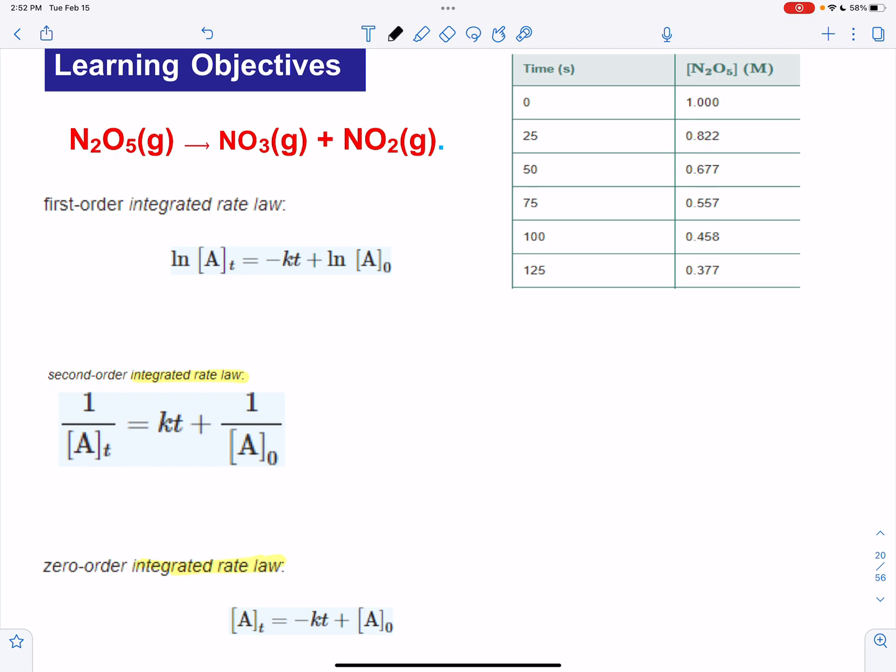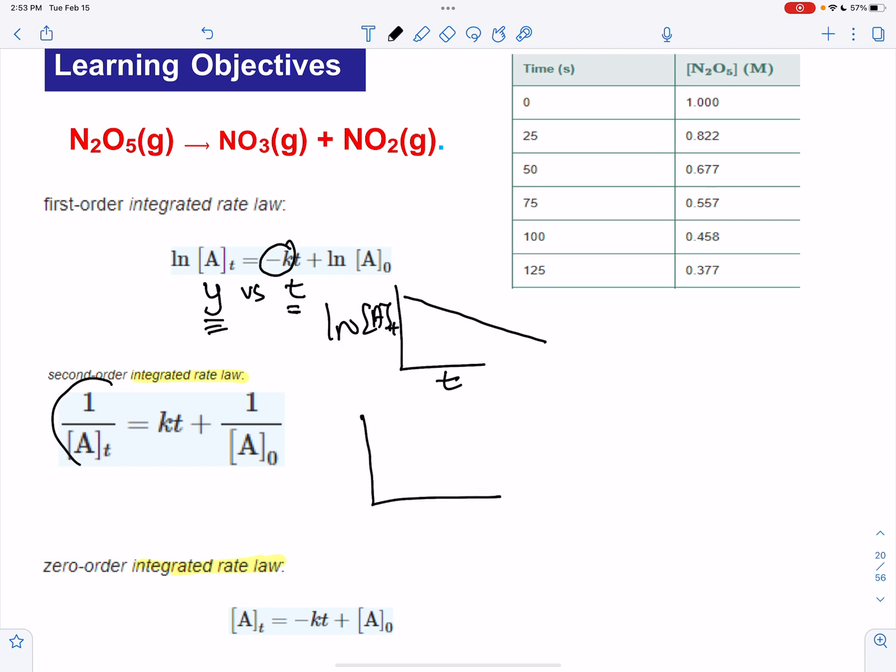So if we do a graph of this versus this, so like ln At versus time, this is going to be the slope and it's going to be negative. So we know it's going to look like something like that. And it has to be a straight line if I plot this versus that. For the second order, this will be my y, so 1 over the concentration, and this will be my x, my time, and the rate constant is positive, so it will be something like that.